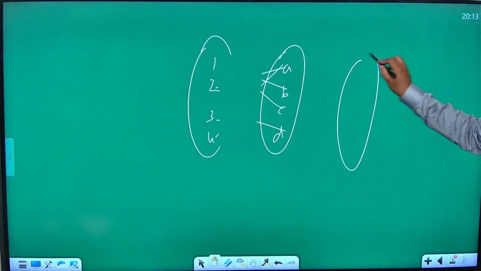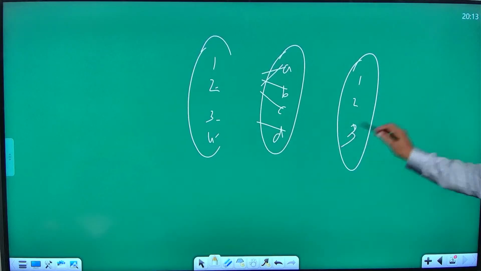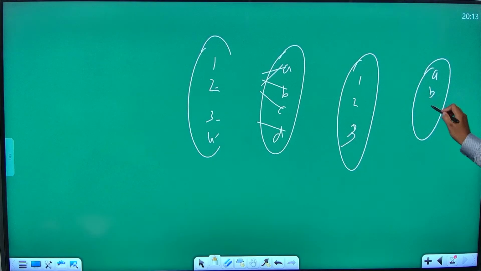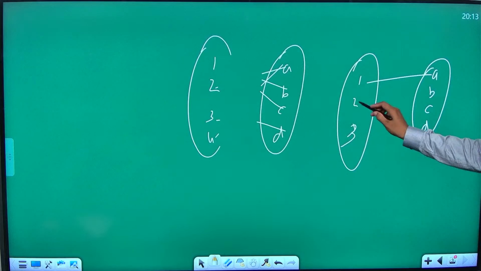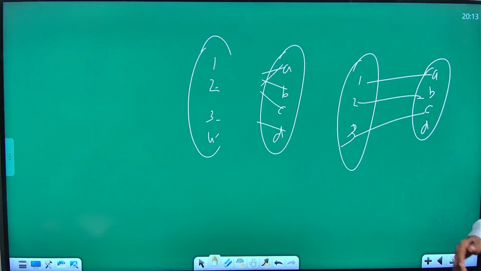I'll draw once again. Okay, 1, 2, 3, and I have A, B, C, D. So this one has to be answered by Sri Priya. Okay, Sri Priya, what type of function is it? One-to-one function, sir. Okay, next. One more. One to one is good, correct. Into or onto? Onto?